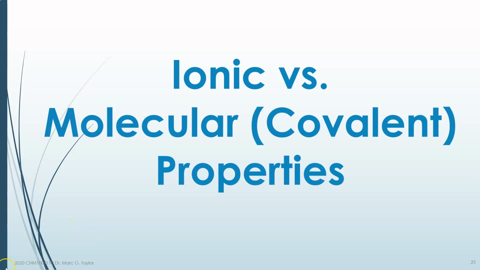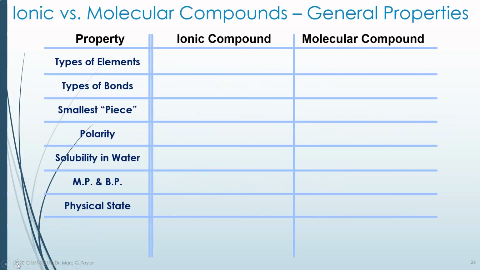So we've talked about ionic compounds and molecular compounds, but let's talk about the properties. We've mentioned a number of these already, but there are a lot of different properties that vary considerably when you're comparing ionic compounds versus molecular compounds. Remember, molecular compounds are also called covalent compounds because they are composed of covalent bonds holding the atoms together.